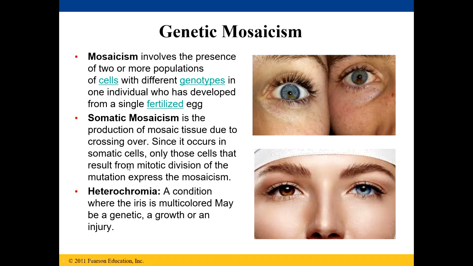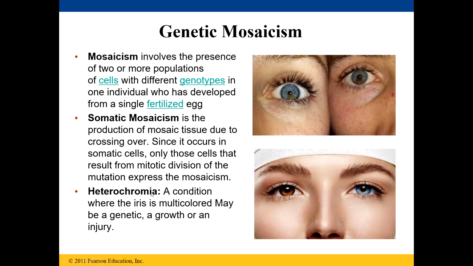So it could be in the iris itself, the colored part of the eye, that you get just certain cells that have the mutation showing up as a different color. Or it could be, as you see here in heterochromia, where the iris is multicolored or a completely different color, as you see here. So sometimes it's genetic, sometimes it's a growth or an injury. It could be a lot of different things that cause that.